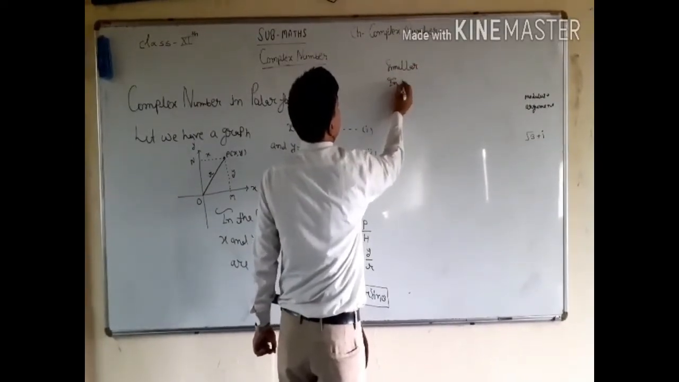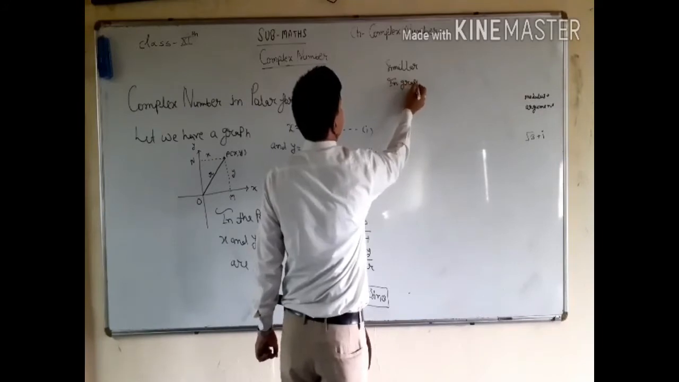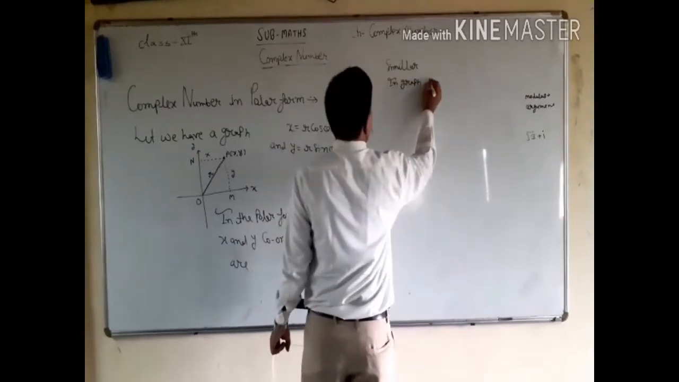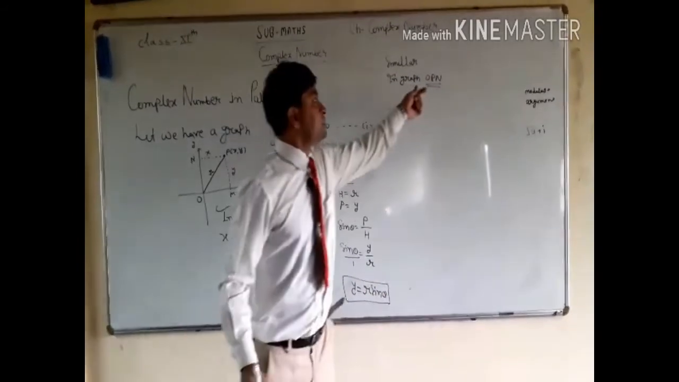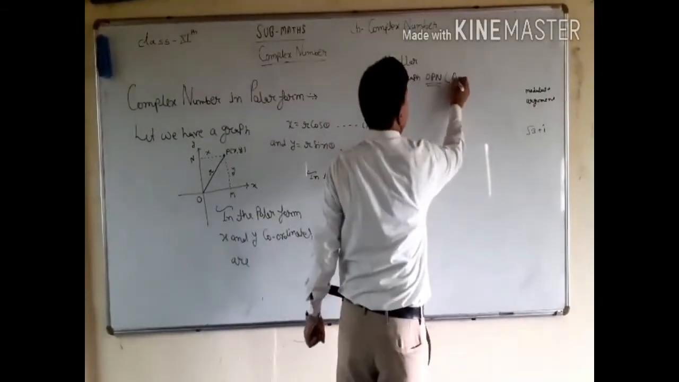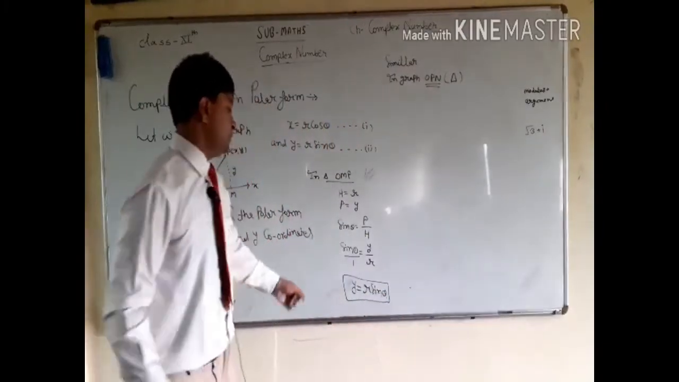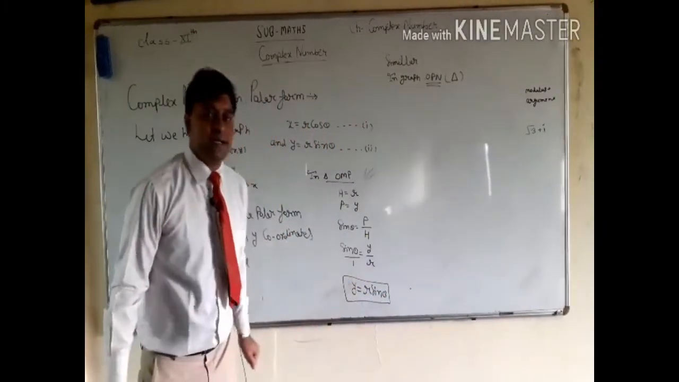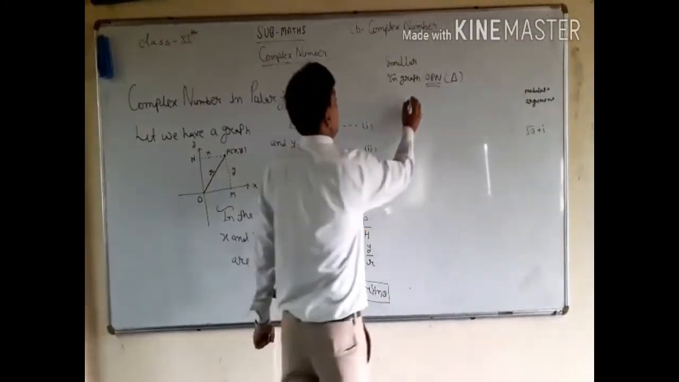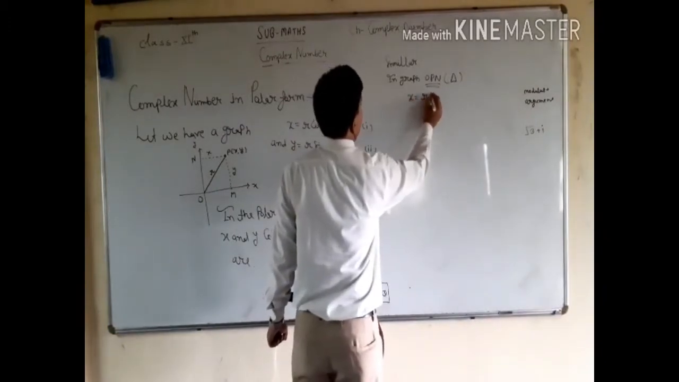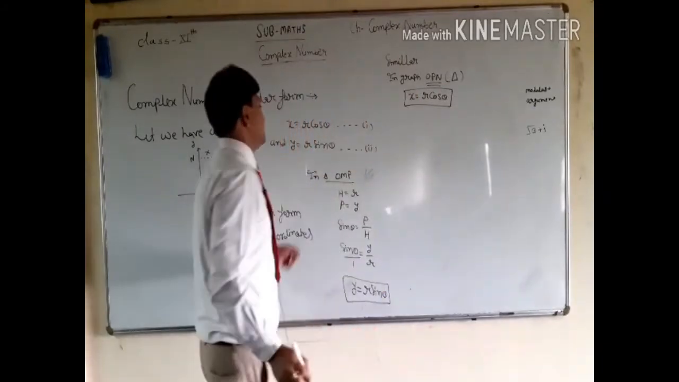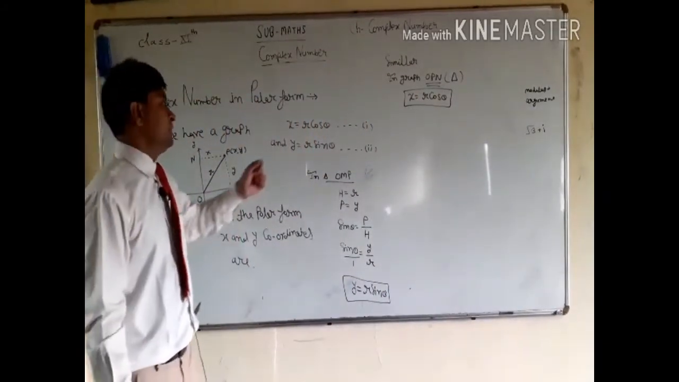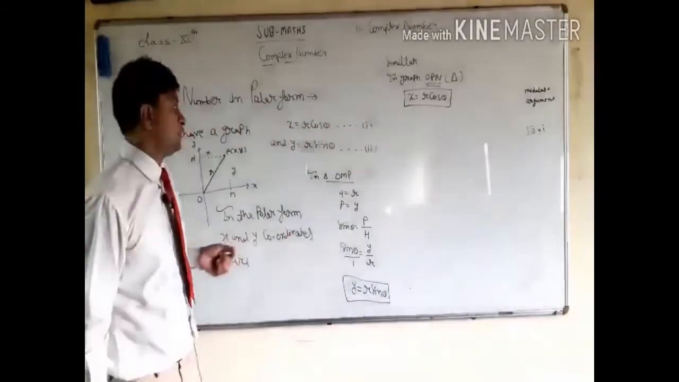Similar, in graph OPN, the triangle name is OPN. We know that if y equal to r sin theta, then x equal to r cos theta. This is the first equation and this is the second equation.